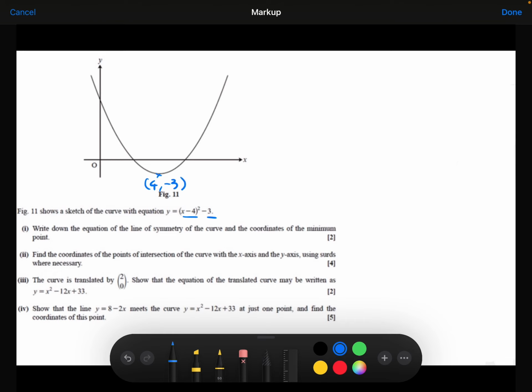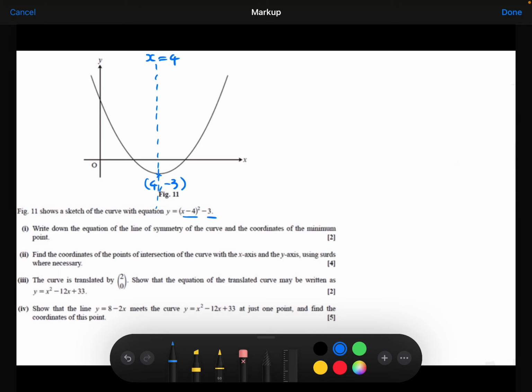I got the 4 by just flipping the sign here, and I got the minus 3 from here. So that's the coordinate of the minimum. The line of symmetry will have to pass through that point. The equation of that line is x equals 4.